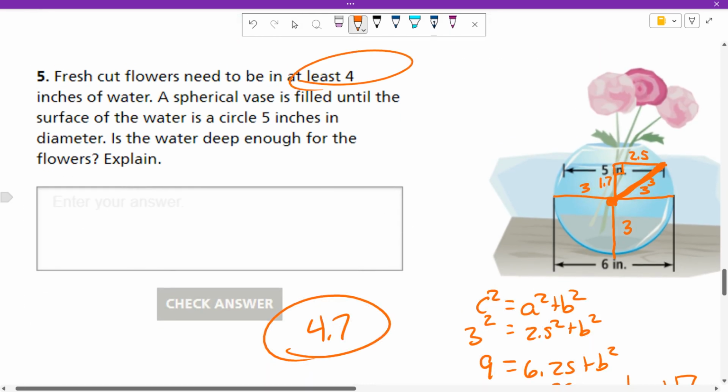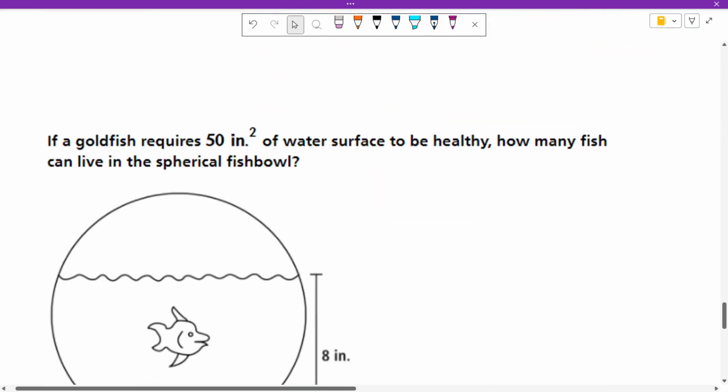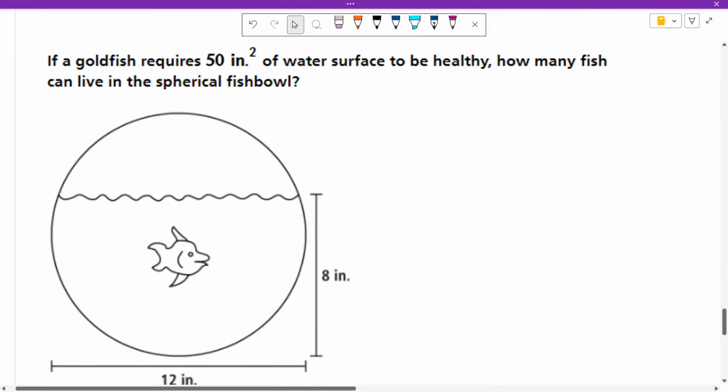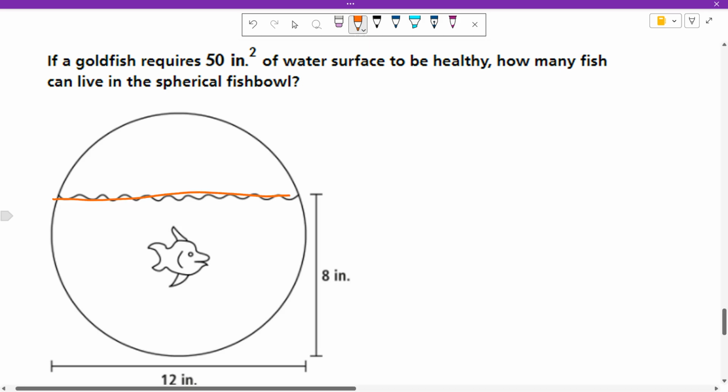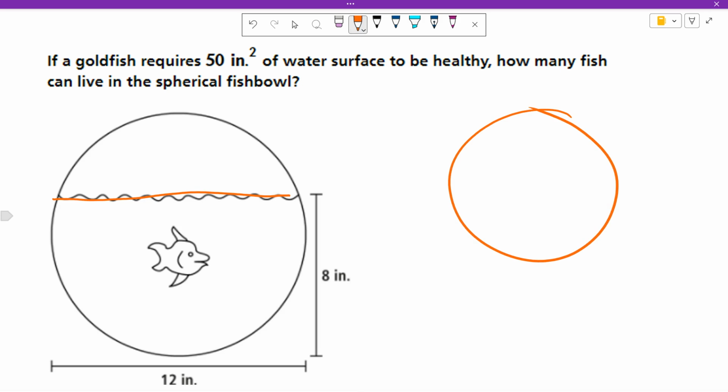It needs at least 4. Is the depth of the water enough? Sure is. Now let's go to the fishies. Goldfish require 50 square inches of water surface to be healthy. So that's the top. If you're looking down on the tank, this circle needs to be 50 square inches. In this bowl, how many fish can live if the water is that height?